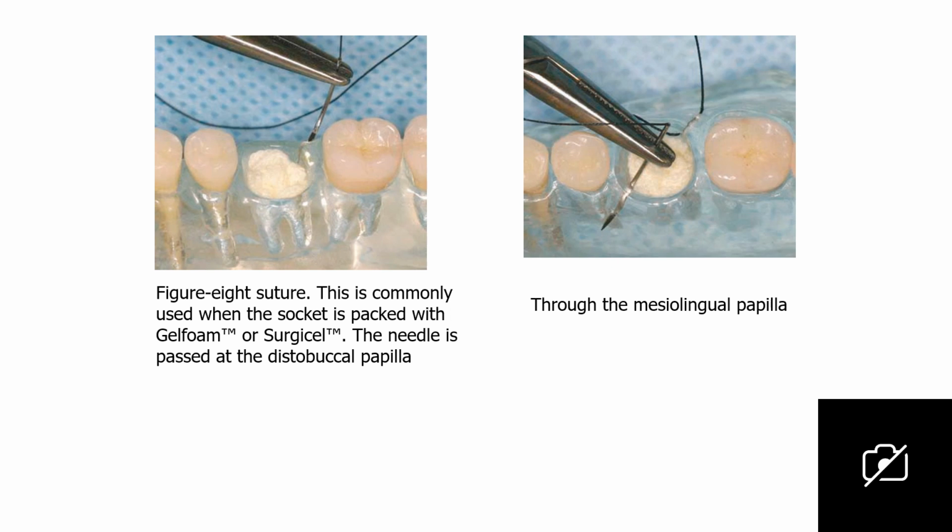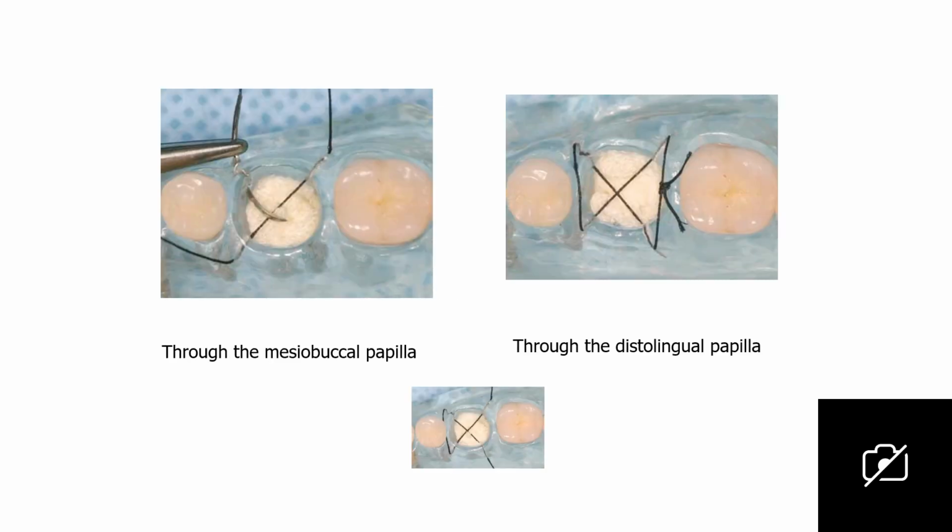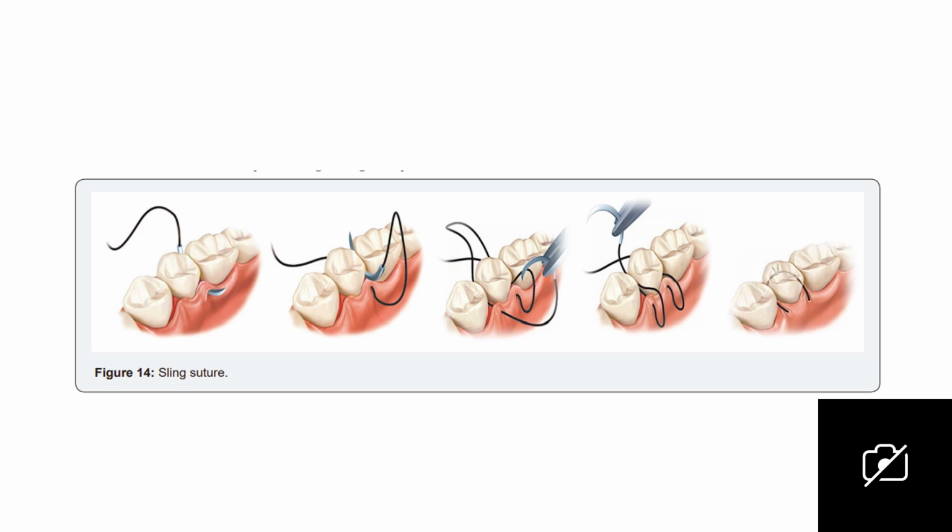You have a figure of 8 suture. This is commonly used when the socket is packed with gel foam or Surgicel. The needle is passed at the distobuccal papilla through the mesiolingual papilla, through the distolingual papilla, and you get a figure of 8 there. This is a sling suture.